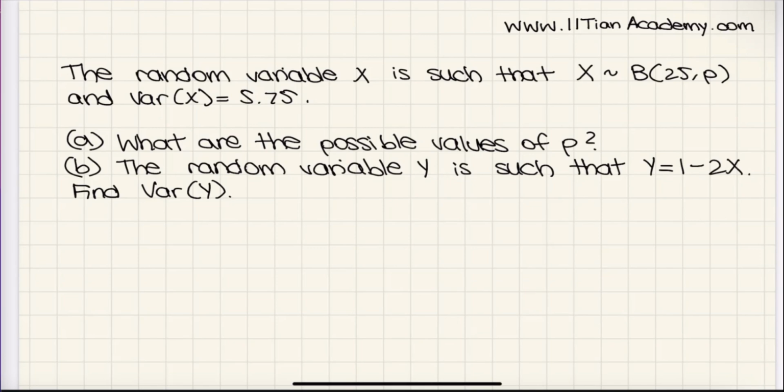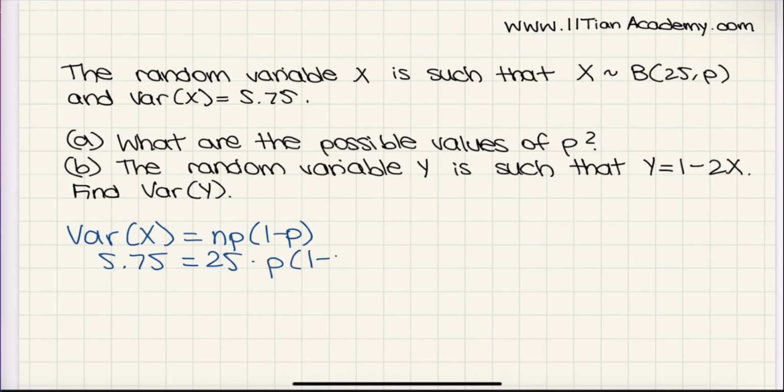Well, here's the thing, we know that the variance of x in general for binomial distributions is npq, where q is just 1 minus p. So actually, I'm just going to put 1 minus p here, rather than getting mixed up with more variables than we actually need. We already know that variance is 5.75, so I'm just going to sub in 5.75 for variance. And we also know that n is 25, so 25 times p times 1 minus p.